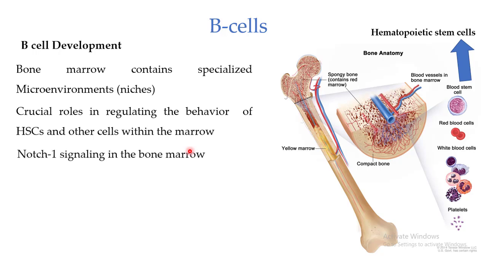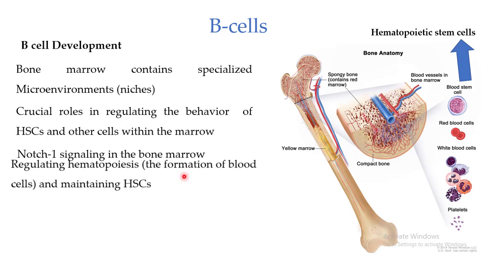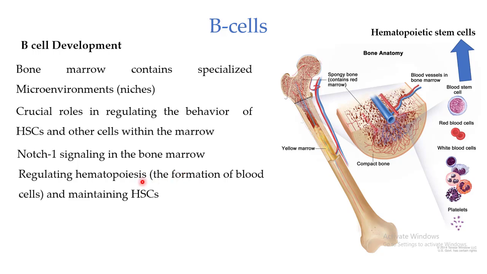So, if you talk about the pathway, how the hematopoietic stem cells give rise to the different kinds of blood cells, including the B cells, there is a particular signaling pathway known as the Notch1 signaling pathway in the bone marrow, and this pathway is very important in regulating hematopoiesis. Hematopoiesis is the formation of the blood cells and the maintenance of the hematopoietic stem cells. Of course, we are not going to go into the detail of the Notch1 signaling pathway in this video because this is not the scope of this video.